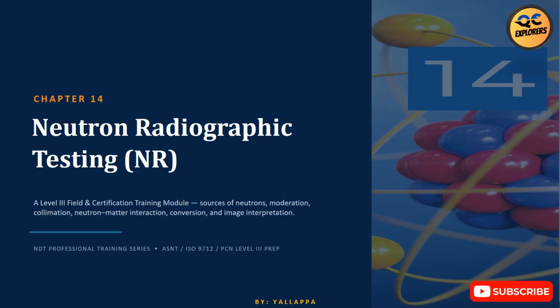Throughout this chapter, we'll learn where neutrons come from, how they're produced, how they're slowed down and shaped into a usable inspection beam, how they interact with different materials, and finally, how those interactions are converted into high-quality radiographic images. We'll also examine practical industrial applications in aerospace, nuclear power, defense, turbine manufacturing, and advanced composite inspection, where neutron radiography provides capabilities unmatched by any other NDT method.